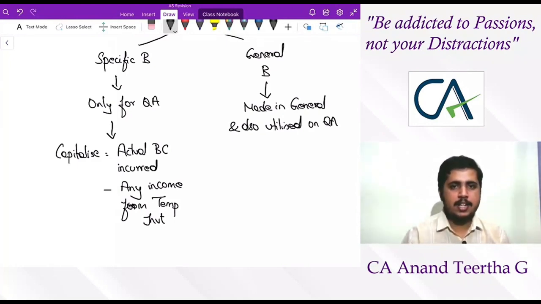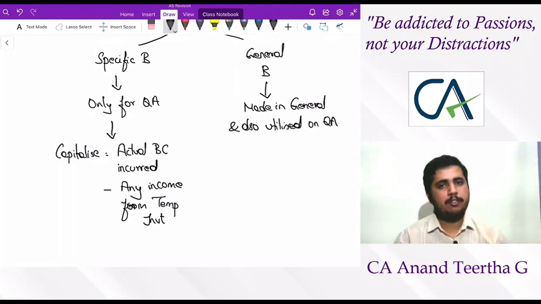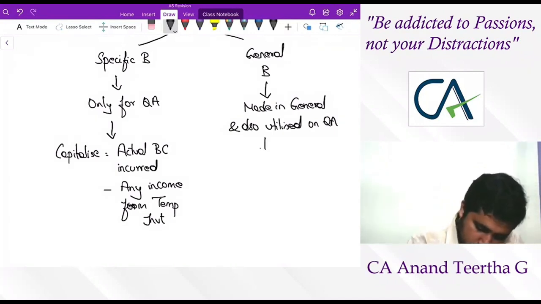So for that reason, if you invest it and you get any temporary income, that has to be deducted. So total interest cost incurred minus any temporary income you have received from this borrowing. This is specific borrowing capitalization. Now what about general borrowing?